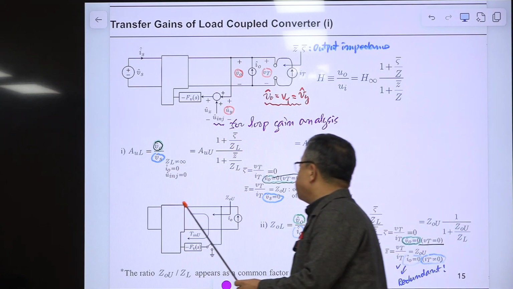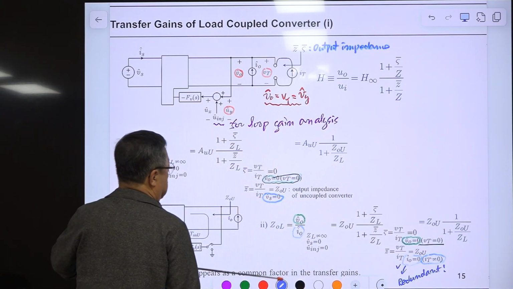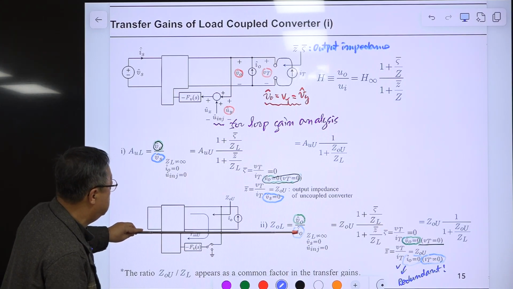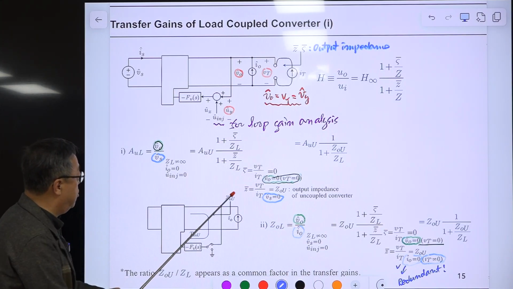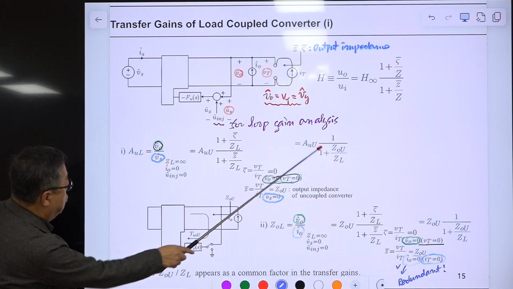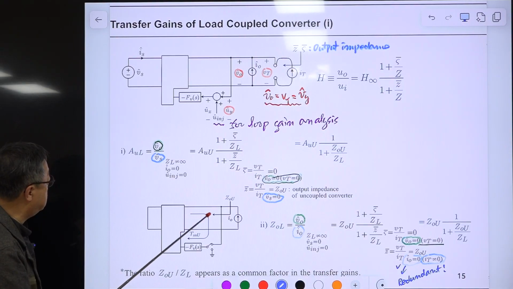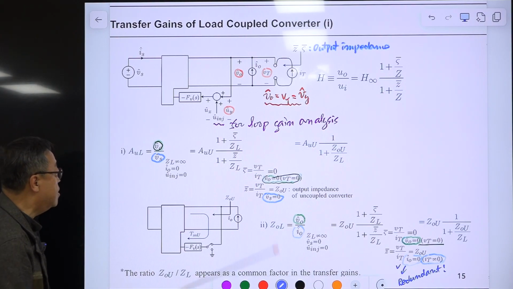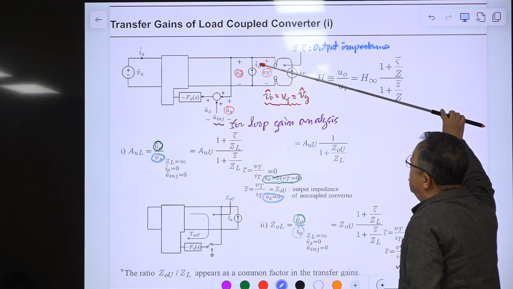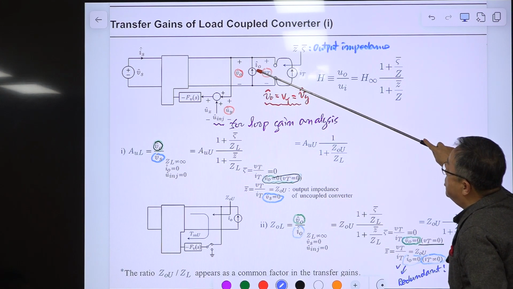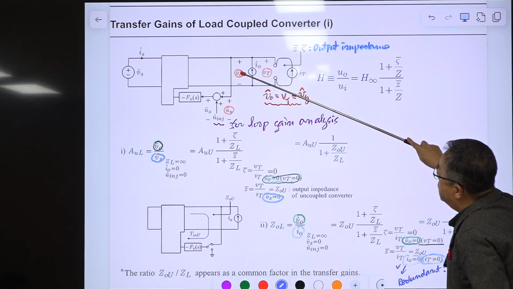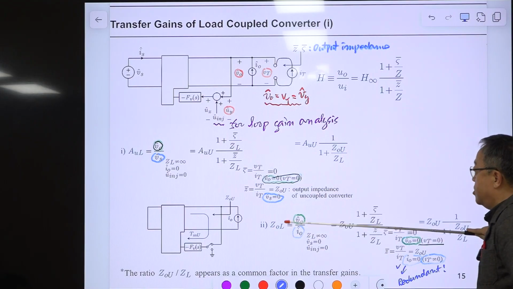This one is the output impedance. I drew this. This is GOU, a graphical representation of the GOU. And the output impedance of this load coupled converter is defined as the ratio between this one. IO is the input and this is the output.